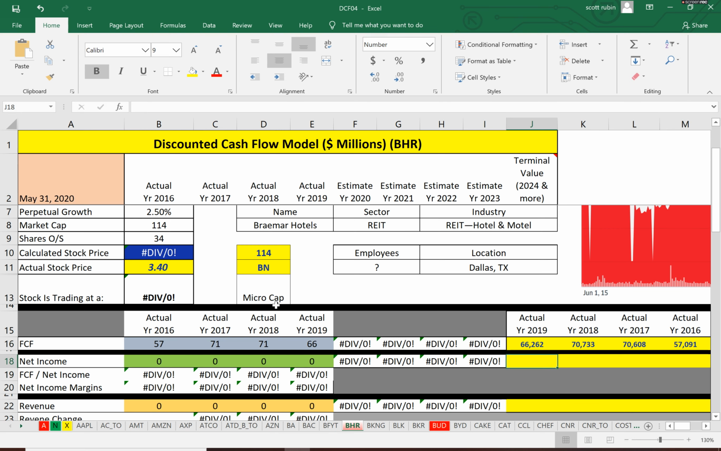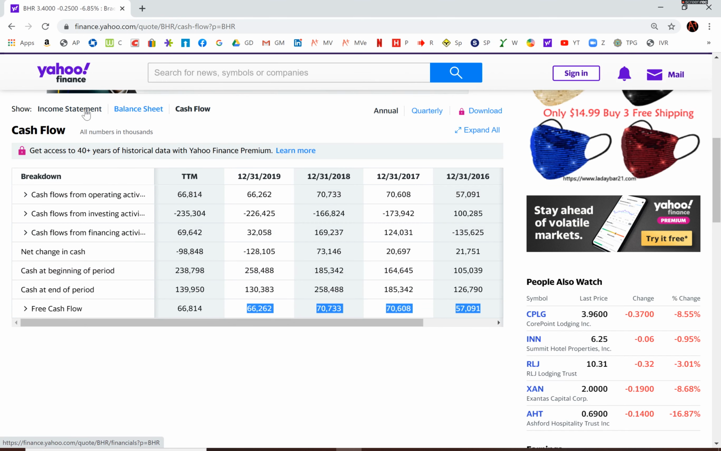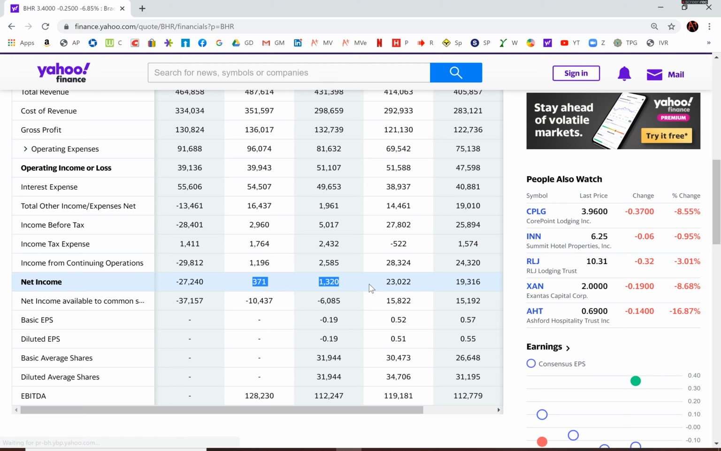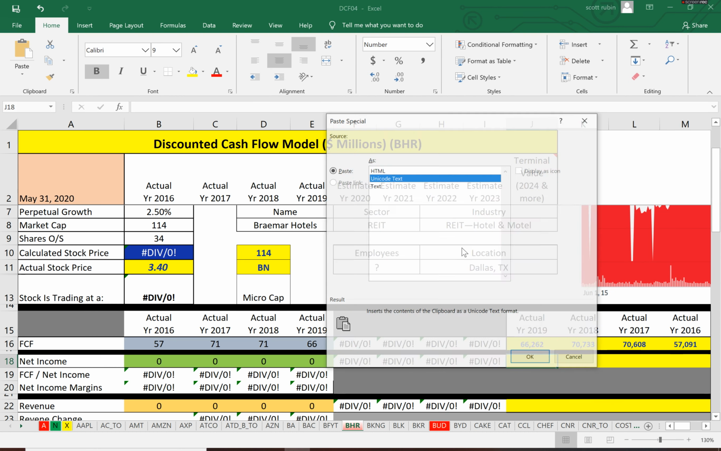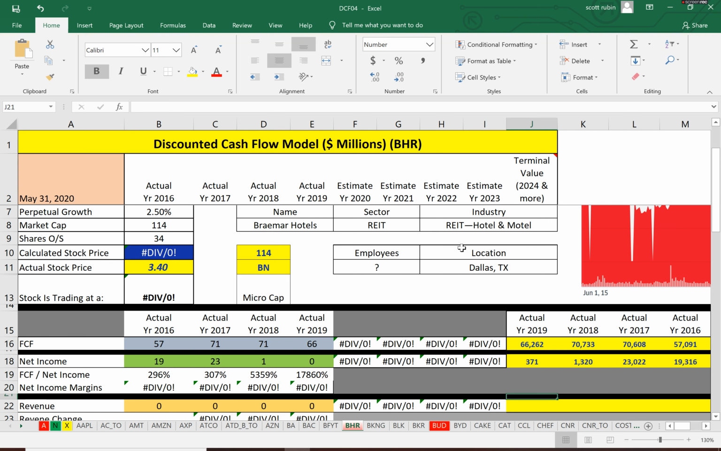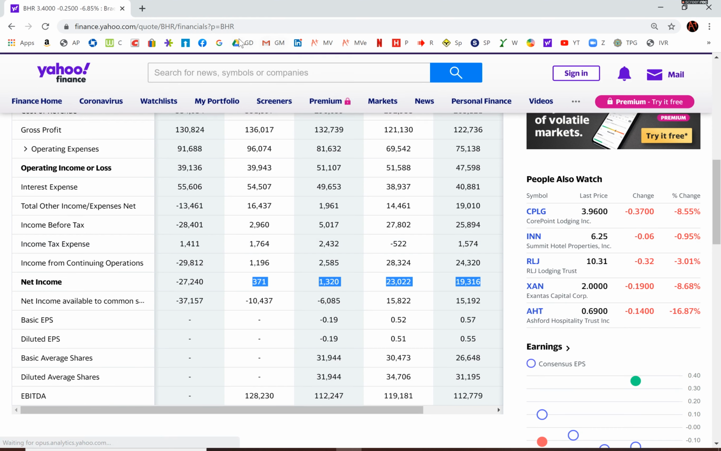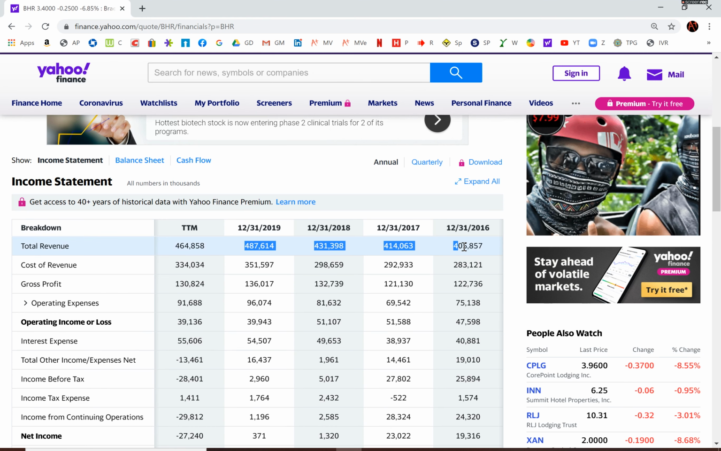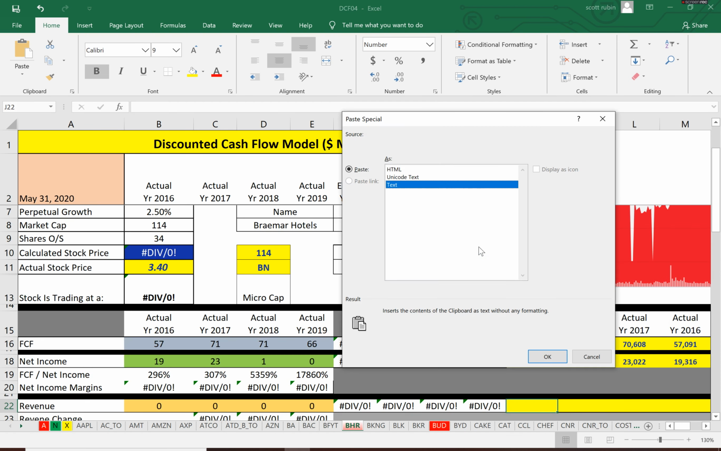And then next is net income, and that can be found on the income statement, and that's the profit and loss for a given year. So they didn't have much net income in 2018 and 2019. And last is revenue, which is also on the income statement.